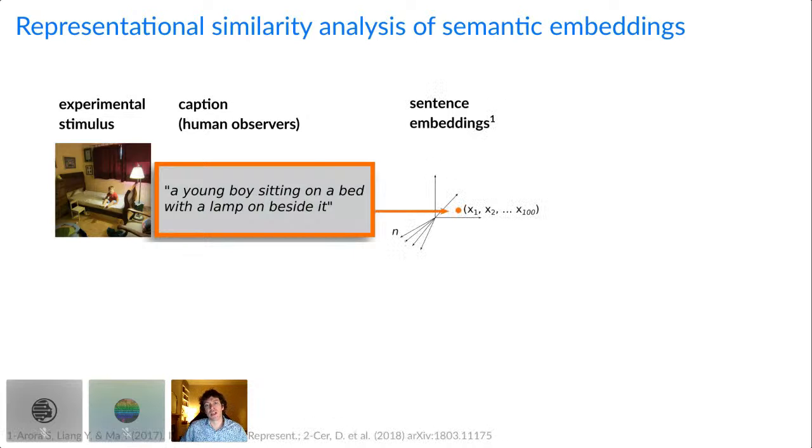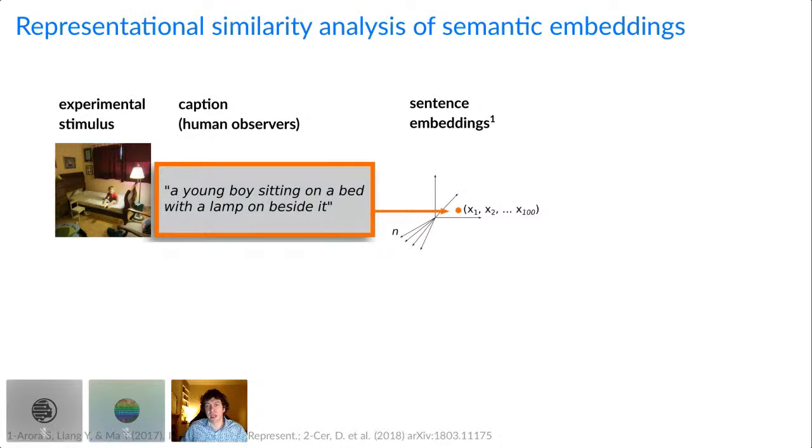Using machine learning and natural language processing, we can transform these sentence captions into sentence embeddings. There are different flavors of sentence embeddings, and we've tried a few of them. The references are at the bottom of the slides.